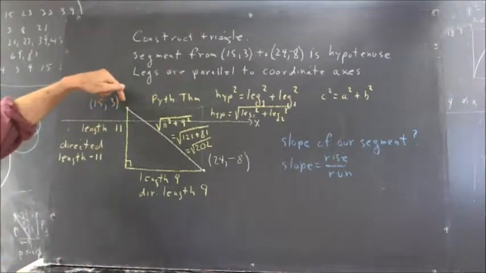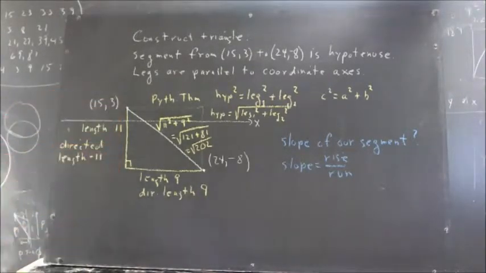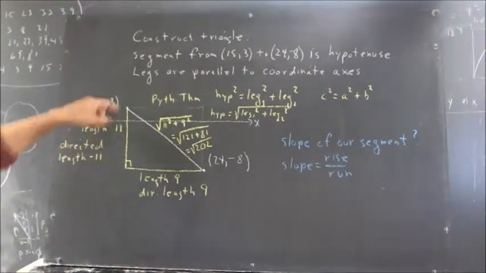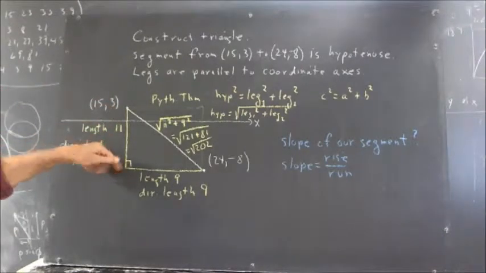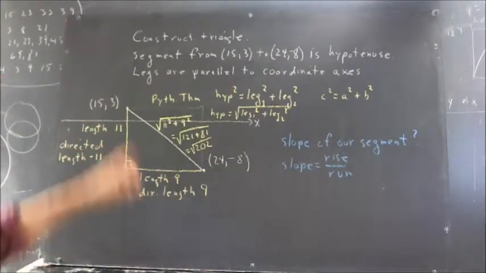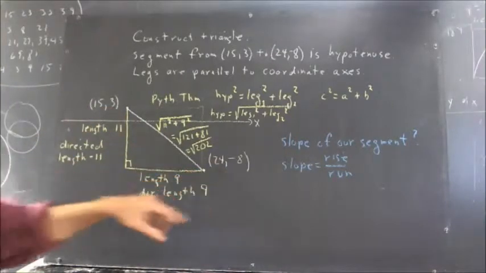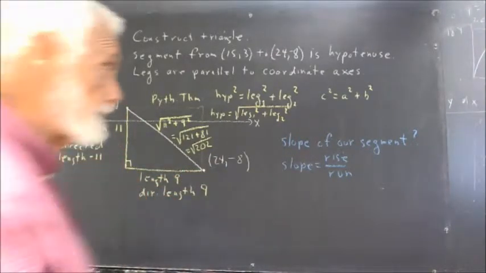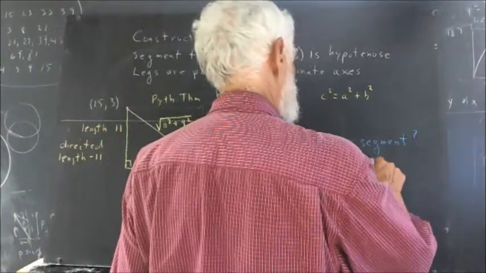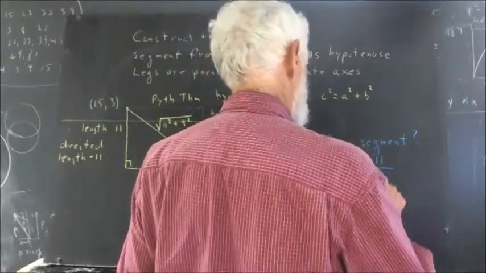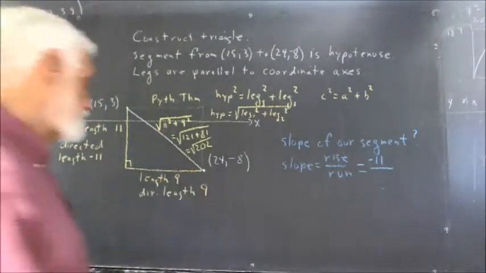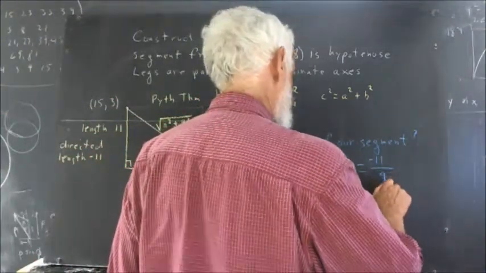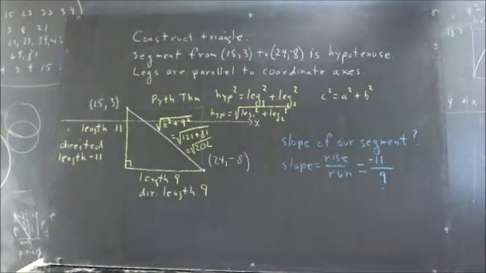Well, the rise is the vertical displacement. In other words, the directed vertical distance. In this case, the rise is negative 11 because you have to go down 11 units before you go right 9 units in order to get from this point to this point. So the rise is going to be negative 11, and the run is going to be the 9 units that you go in the horizontal direction. So there's your slope. It's negative 11 ninths.